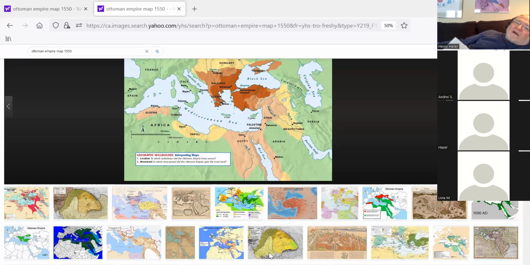Mehmed II decides, no, I'm not going to do that. I'm going to found a new Islamic Roman Empire. And the capital of that empire is going to have a new name. No longer Constantinople, no longer Rome. The name is Istanbul. Istanbul. And he begins to rebuild and to repopulate the city of Istanbul, once Constantinople.